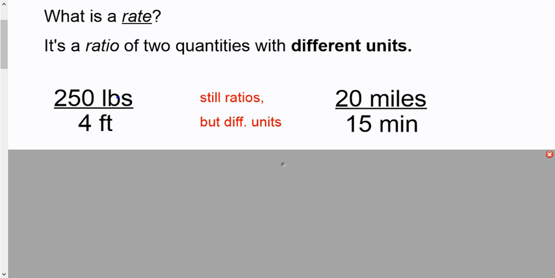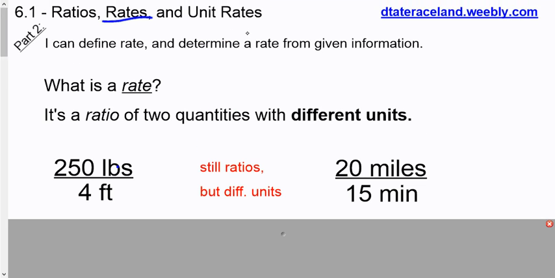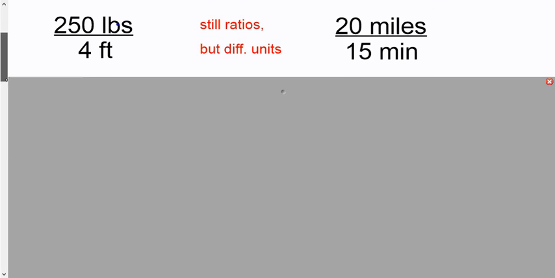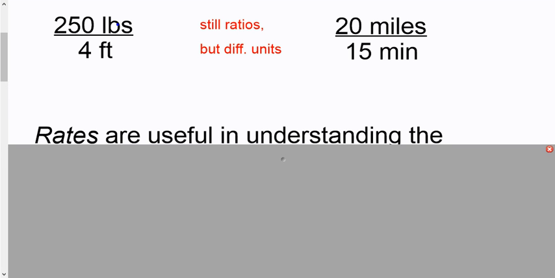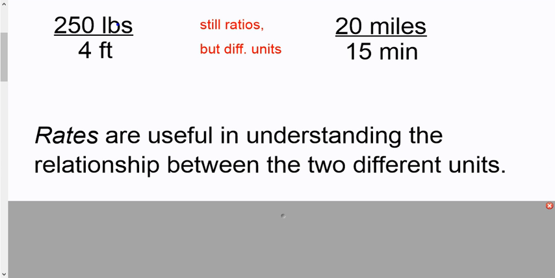See, it's that relationship. These different units tie us in a little bit closer to it. And once we actually figure out what a unit rate is, which is on the next lesson, it'll be a lot easier to get some information. So they're still ratios, but they have different units. Now, again, these rates are very useful in understanding how they interact with each other.